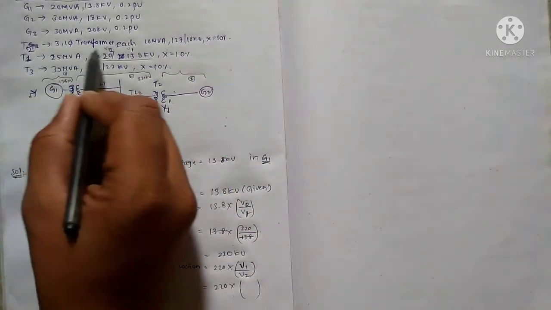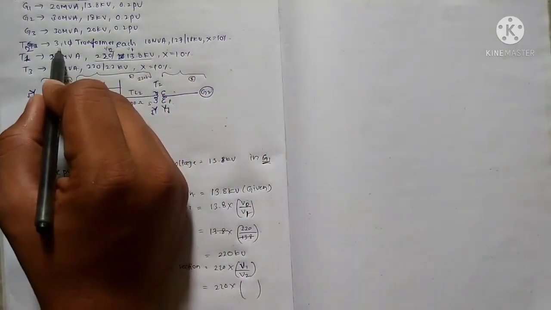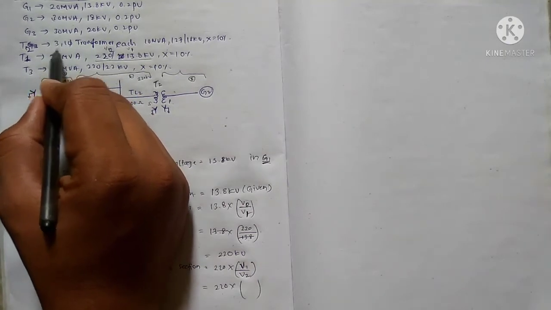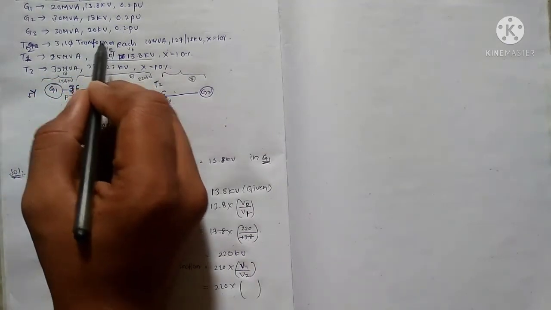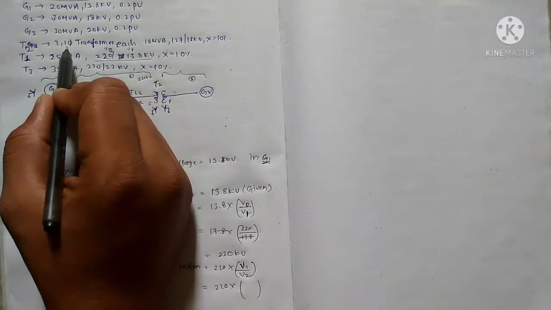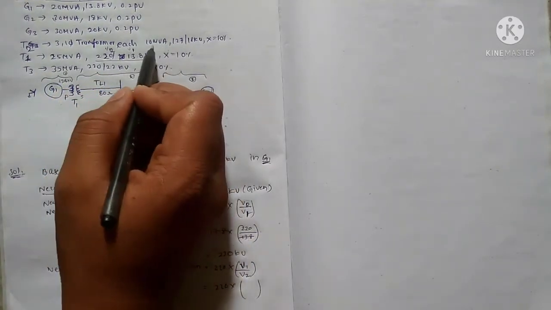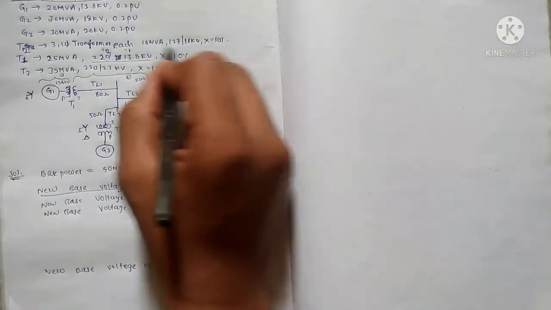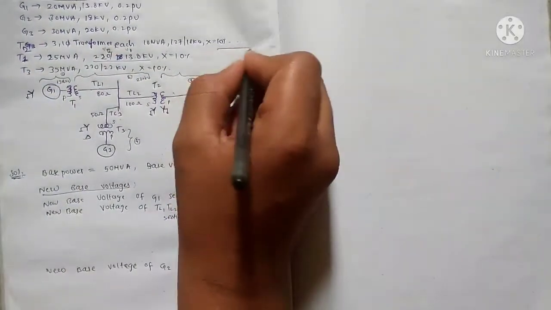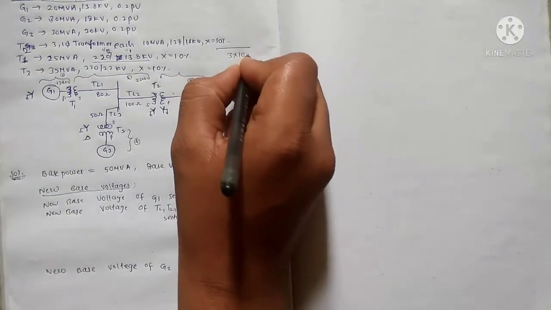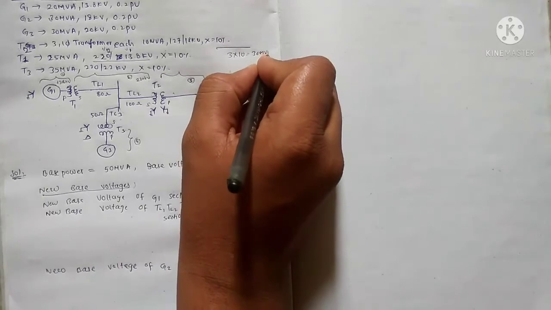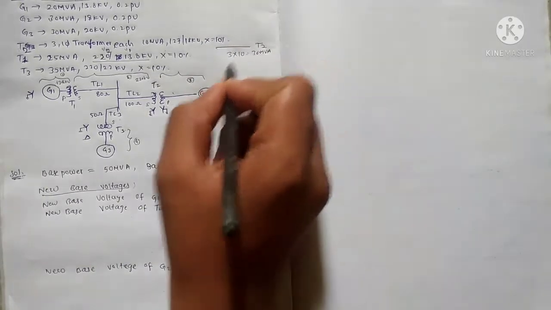T2 transformer. Since what they gave differently is three single phase transformers, there are three single phase transformers, with a rating of 10 MVA each. That means we need it for 3 phase, right? Therefore 3 into 10, that is 30 MVA, is our T2 transformer power.